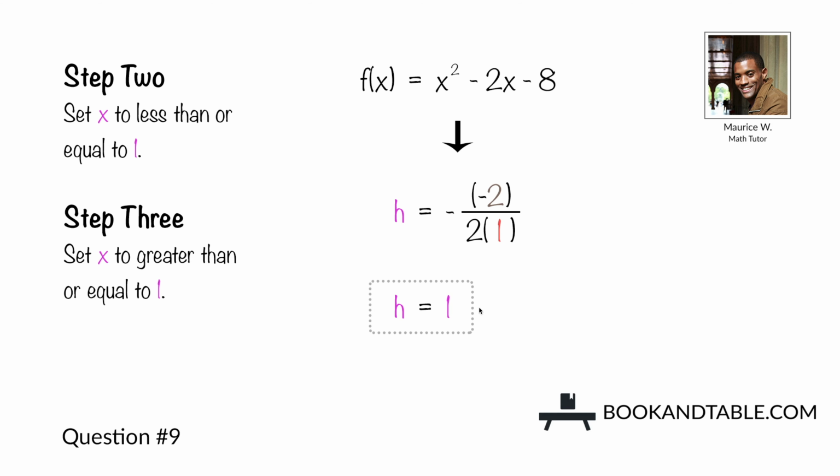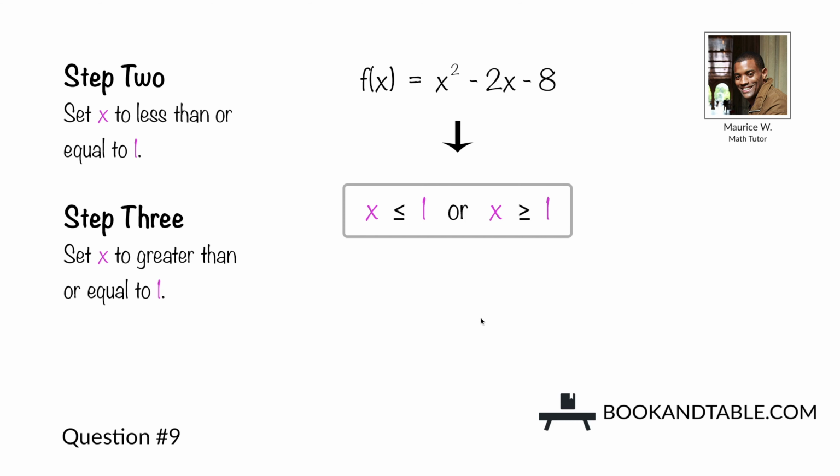So step 2, we want to set x to less than or equal to 1. And step 3, we want to set x to greater than or equal to 1. So the answer to question number 9 is f of x can be restricted for x is less than or equal to 1, or x is greater than or equal to 1.